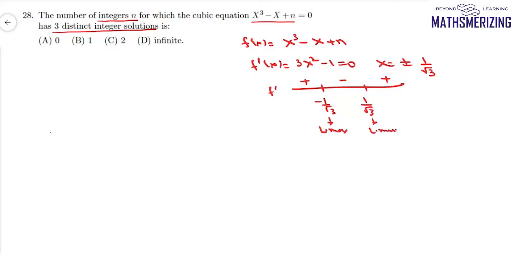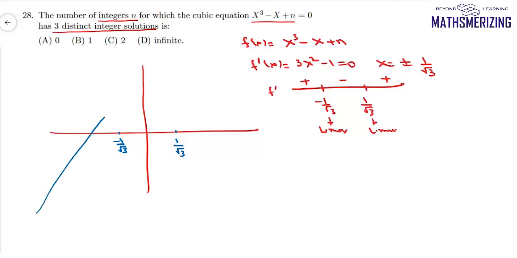Now this cubic equation will have a local maxima at minus 1 by root 3 and a local minima at plus 1 by root 3. So it'll start from minus infinity, it'll take its maximum value and then it'll take its minimum value at plus 1 by root 3, and that value should be negative. Only then can it have 3 real roots.